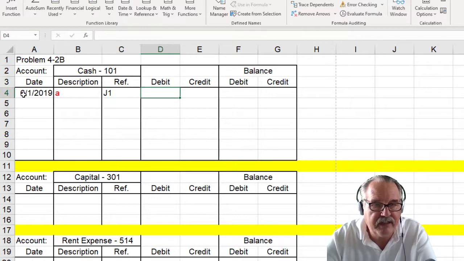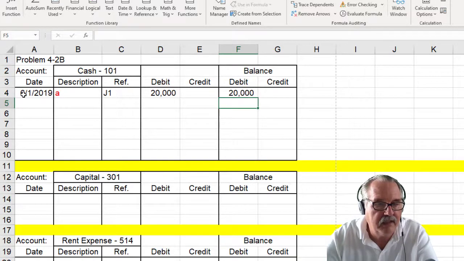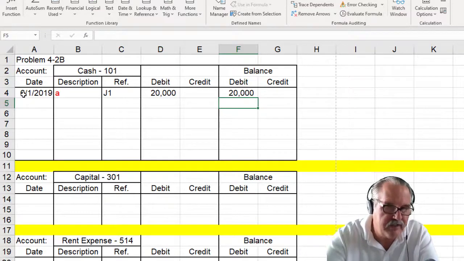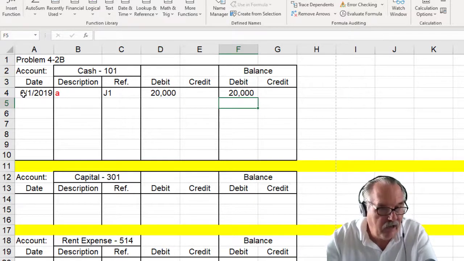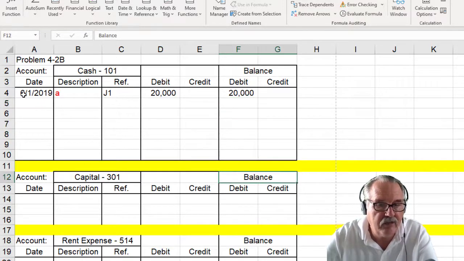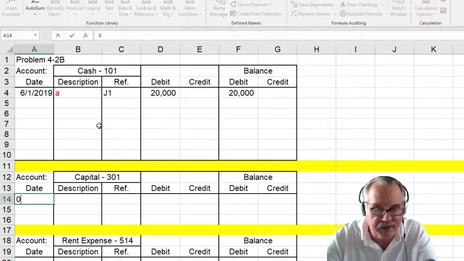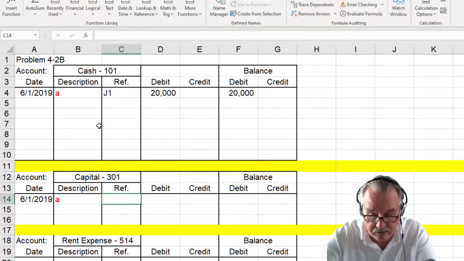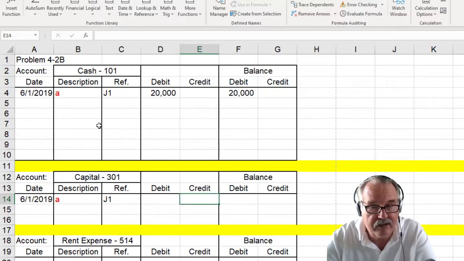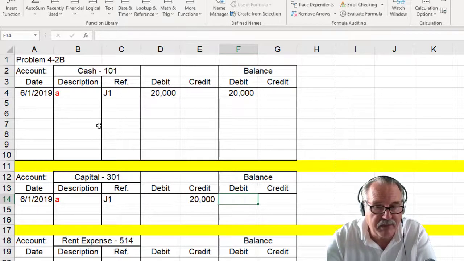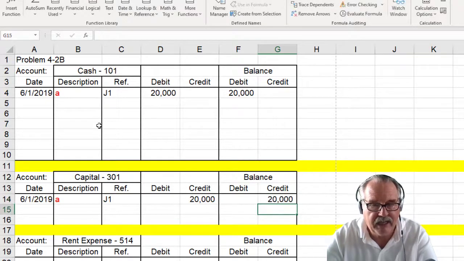And the transaction is a debit to cash of $20,000, and because this is a brand new company, the balance is also $20,000. In other words, we've deposited $20,000 into the bank, and so now the balance is $20,000. Then we'll go down to the capital account, and this would be a separate page in the general ledger. Again, transaction A on J1, and this is a credit to the capital account, and now the capital account has a balance of $20,000.